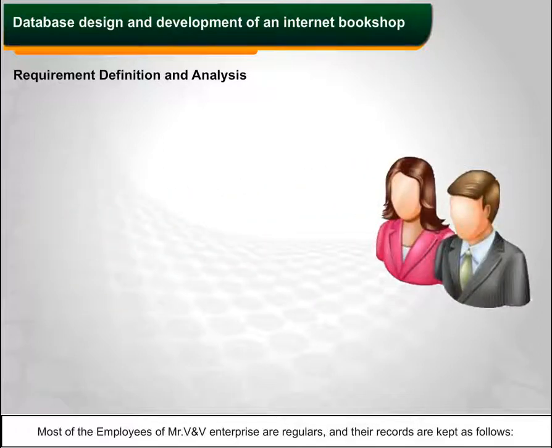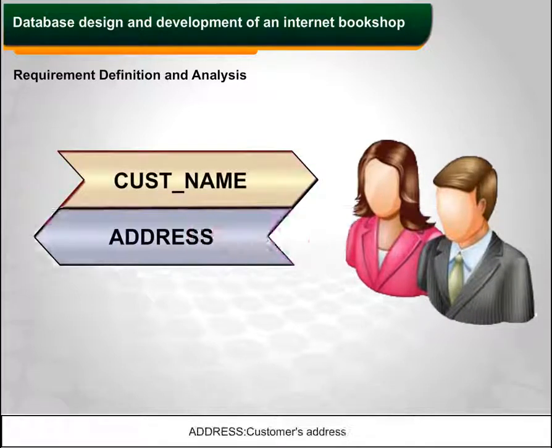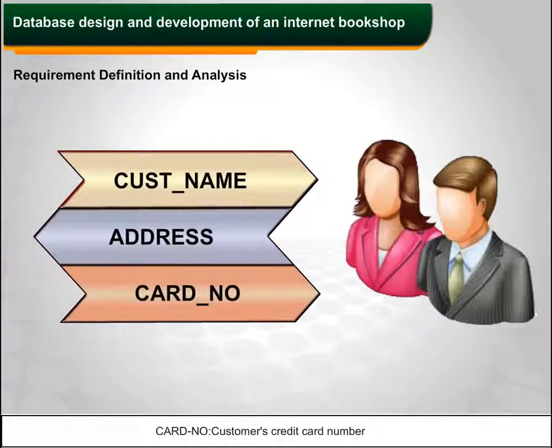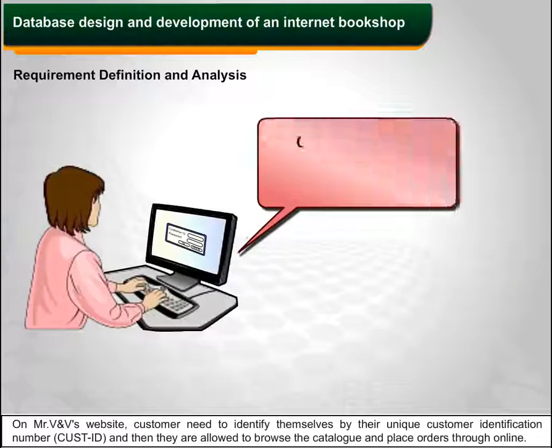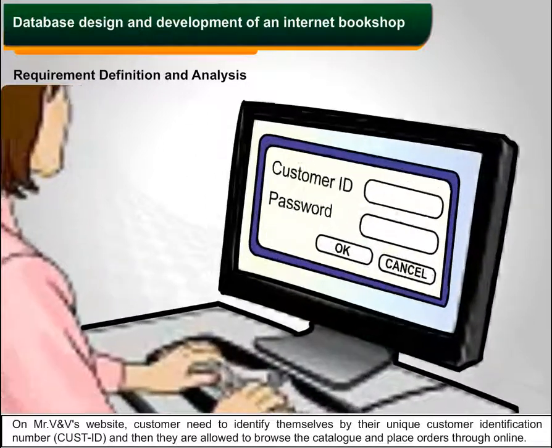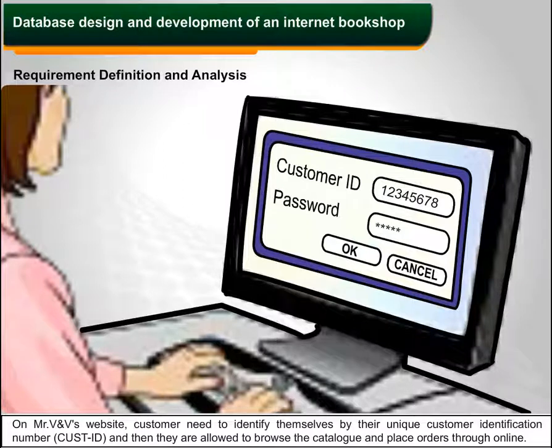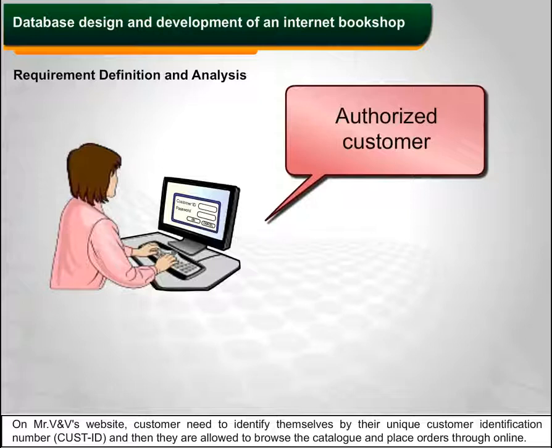Most of the employees of Mr. V and V Enterprise are regulars and their records are kept as follows: name, customer's name, address, customer's address, card number, customer's credit card number, account number, customer's bank account number. On Mr. V and V's website, customers need to identify themselves by the unique customer identification number, that is CUST ID, and then they are allowed to browse the catalog and place orders online.